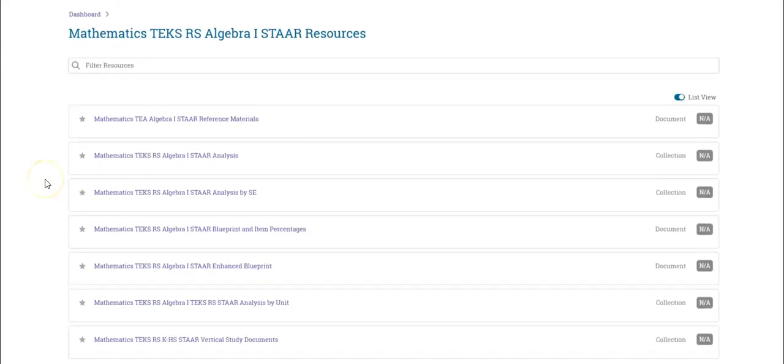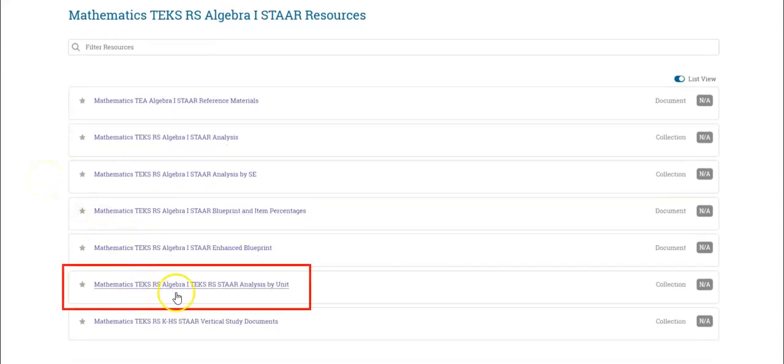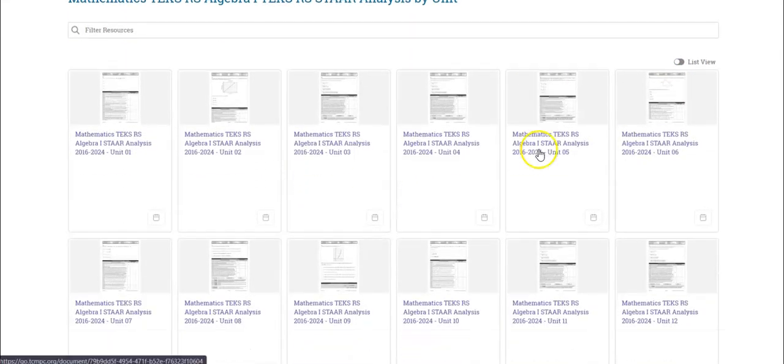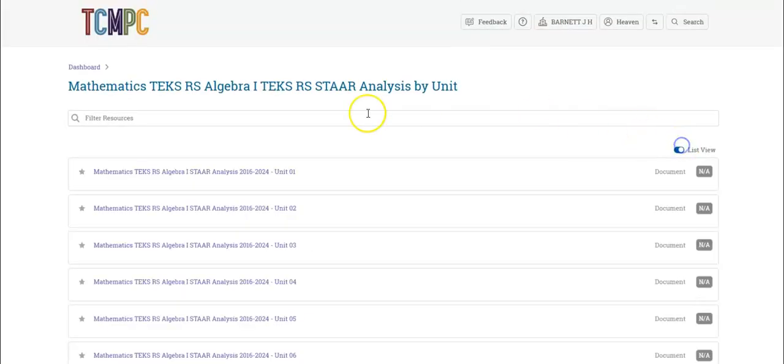And you have 3 different versions of the STAAR analysis. So you have the STAAR analysis by unit, which you just saw on the previous page. If you click here, it looks the exact same as it did on that previous page. You can turn on this list view and you can see them visually if you're a visual person.